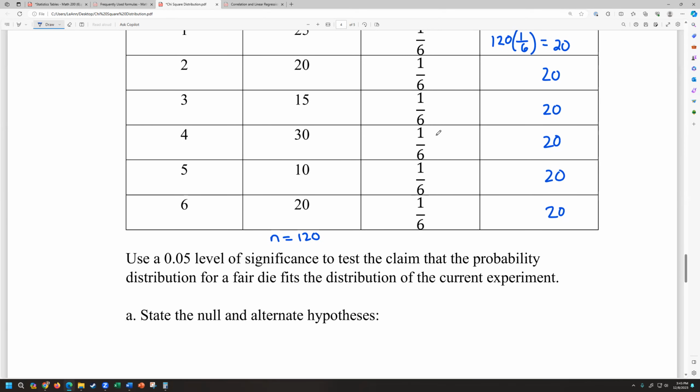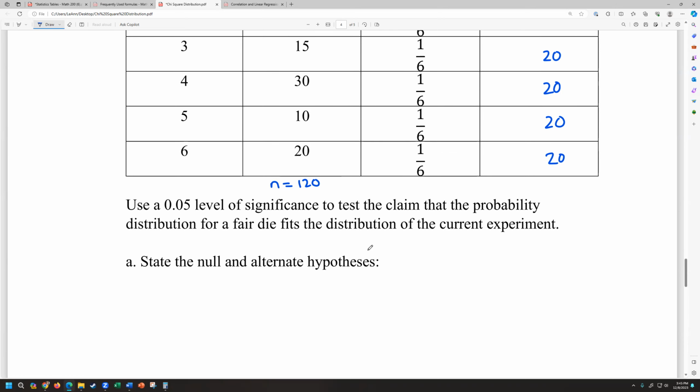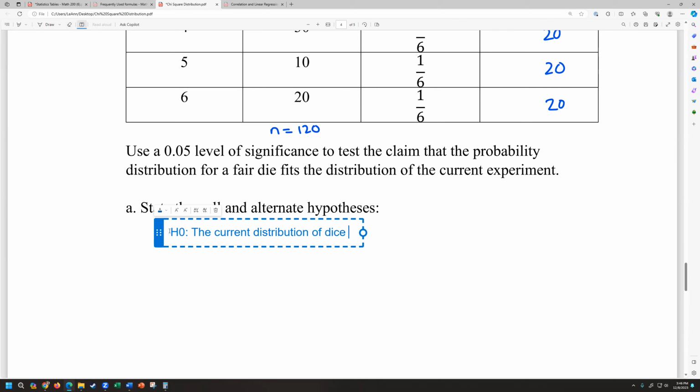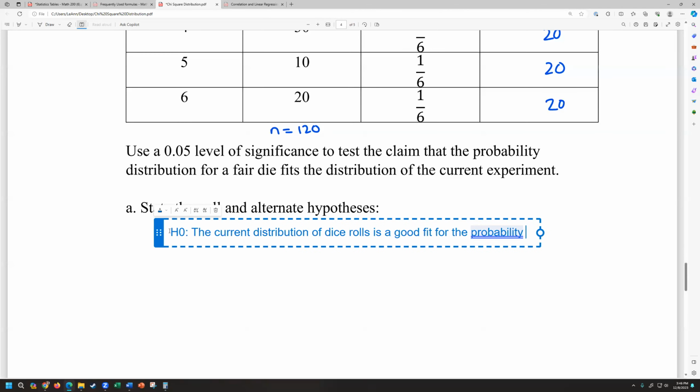So the question is, if we have the 0.05 level of significance, test the claim that the probability distribution for a fair die fits the distribution of our current experiment. So we're trying to see, does that current experiment actually follow what we expected? So I'm going to write that out. So our H sub 0, or just H0, since I can't do the sub on that, is the current distribution of dice rolls is a good fit for the probability distribution of a fair die.